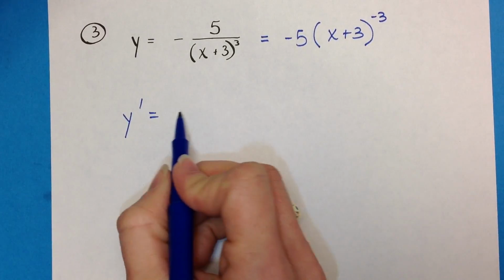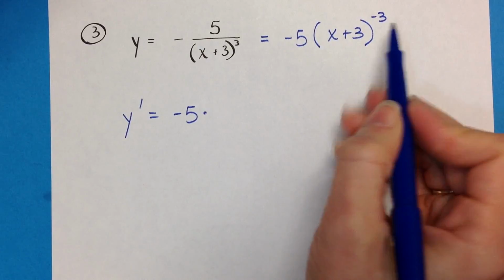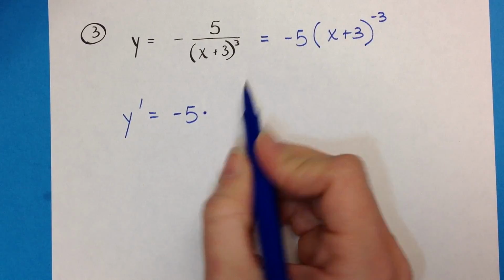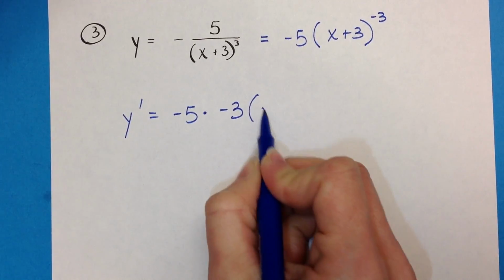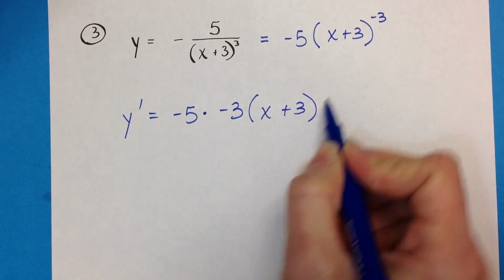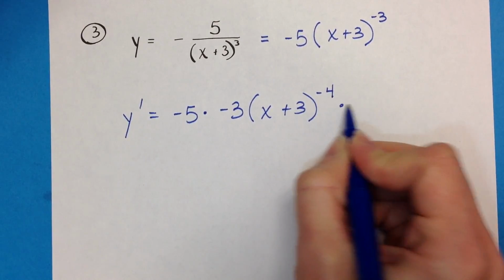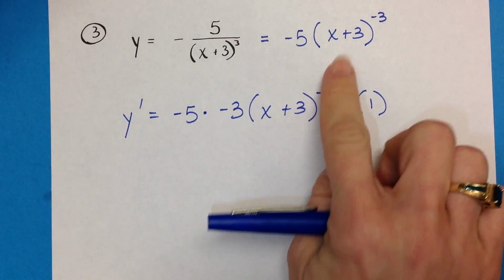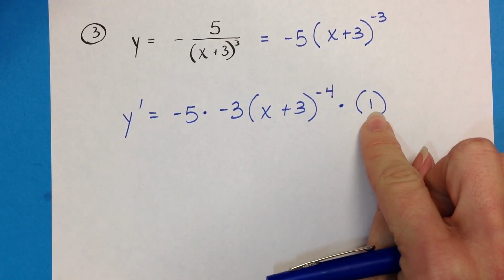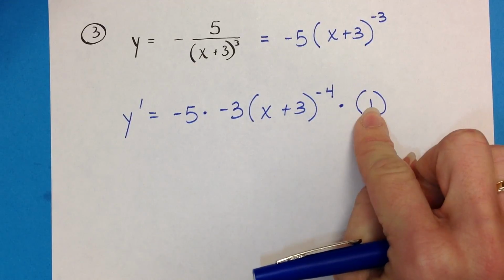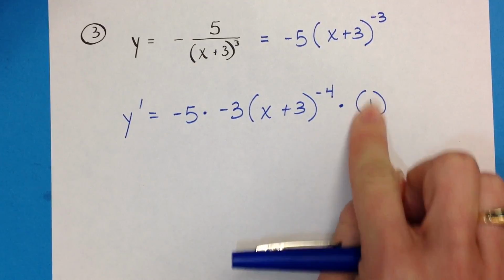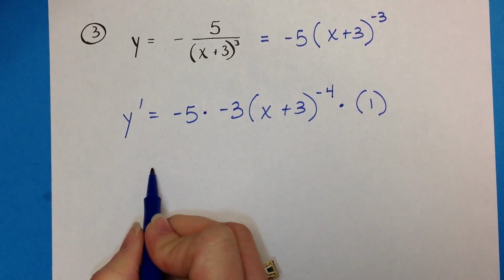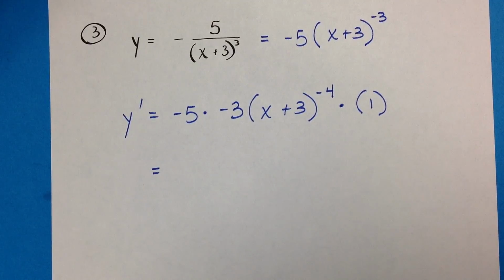Okay, so this is a constant multiple, your negative 5 is. So you start with your power rule. So you would have negative 3 times your function to 1 less power. But then you apply the chain rule and take the derivative of the inside. But the derivative of x would just be 1. And of course the derivative of 3 is 0. So here multiplying times 1, of course that's not going to change anything.